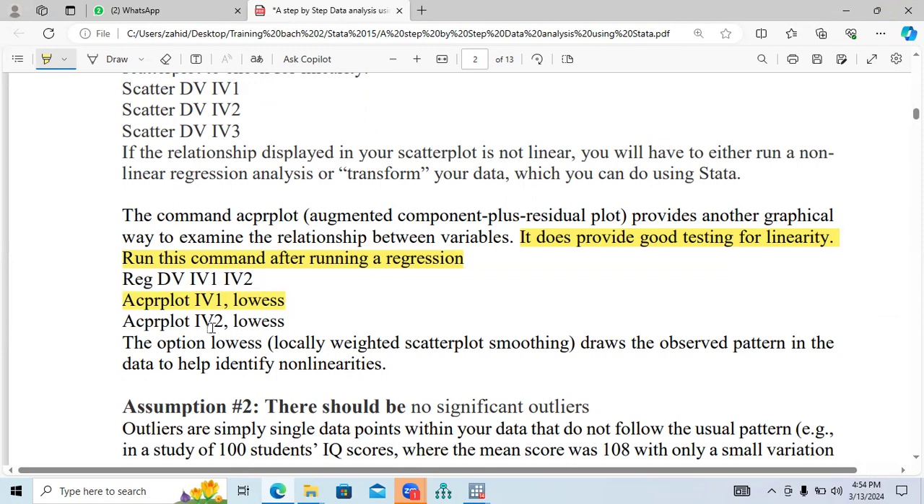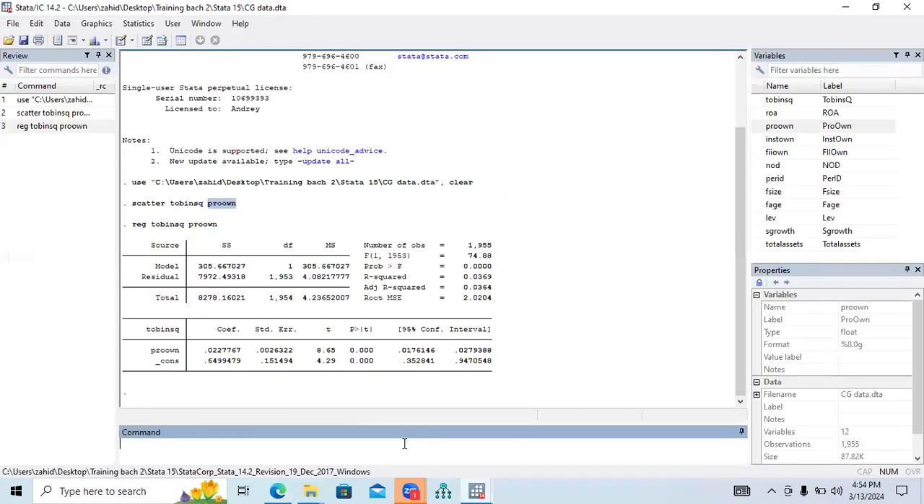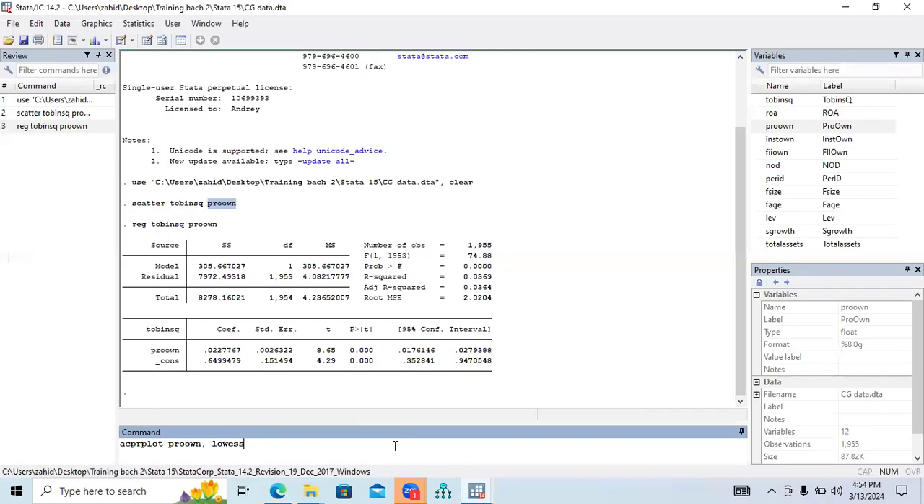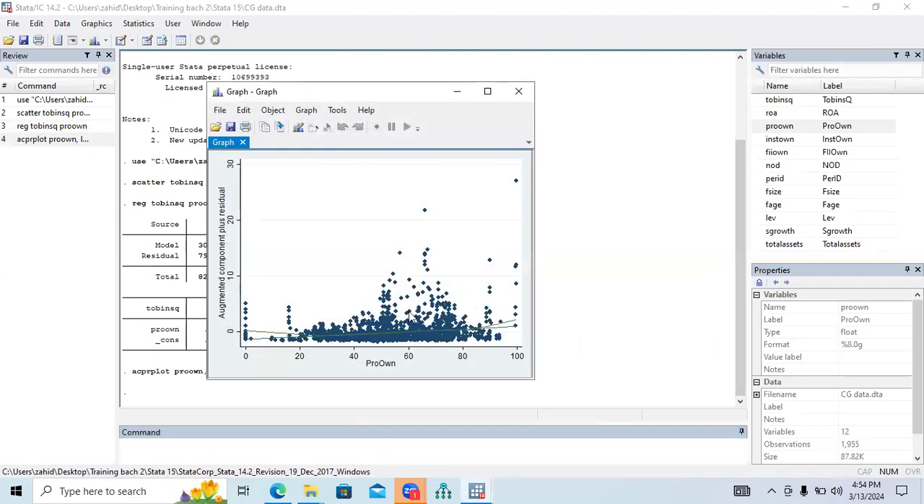ACPR plot with first independent variable. The first independent variable is PR ownership, which I have used as an independent variable. Then you put a comma, then lowess. Check the spelling. All right, the spelling is okay. Then you need to press enter, and you will see a graph like this.